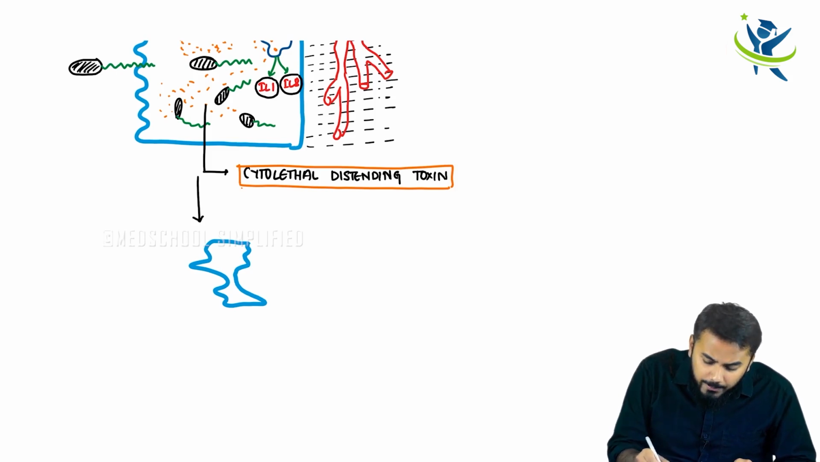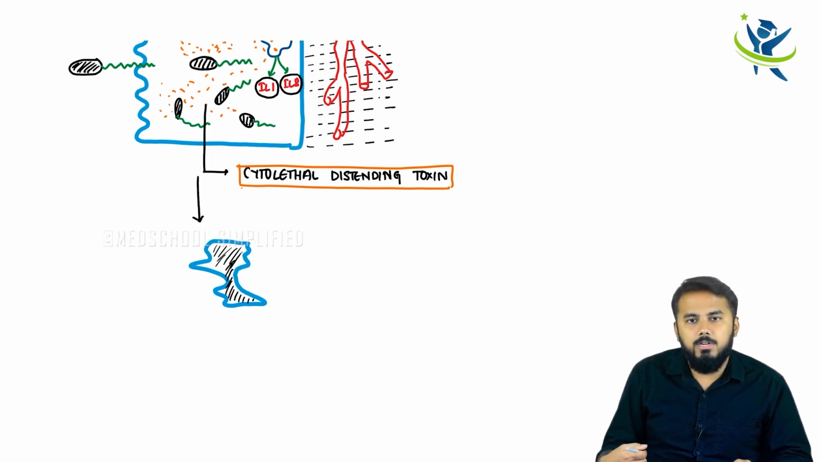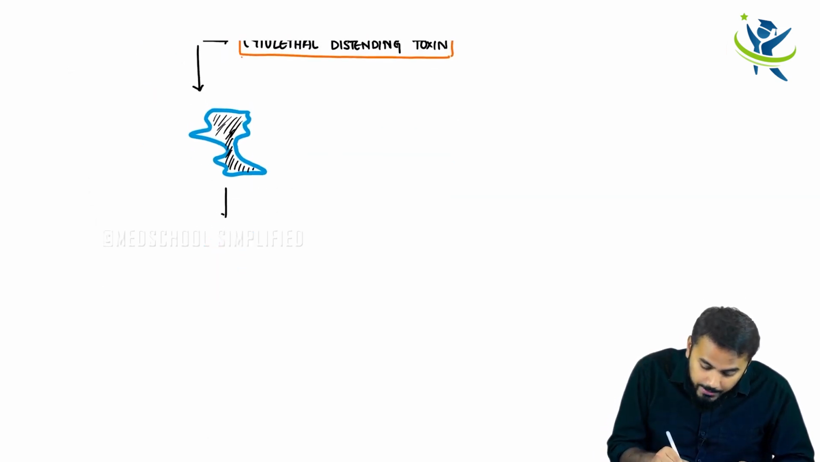Slowly, you know what will happen? The enterocyte will become black. This is called necrosis of the enterocyte. And in the later stages, you know what is going to happen? Look at the picture of the colon now.